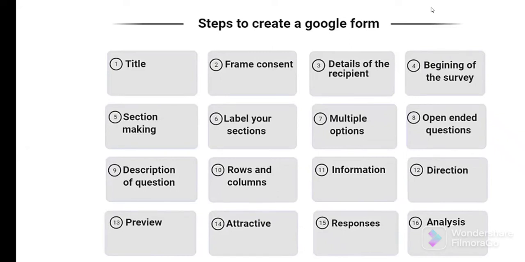We learned how to make sections. Then we labeled our sections like A1, A2. You can also label them creatively, and if you can't be very creative, it is okay to label them A, B, C. It is perfectly fine. Then multiple options, how to do checkbox, how to do open-ended questions. Open-ended questions could be of two forms, short answers and long answers or paragraphs. Then how to write a description below the question.